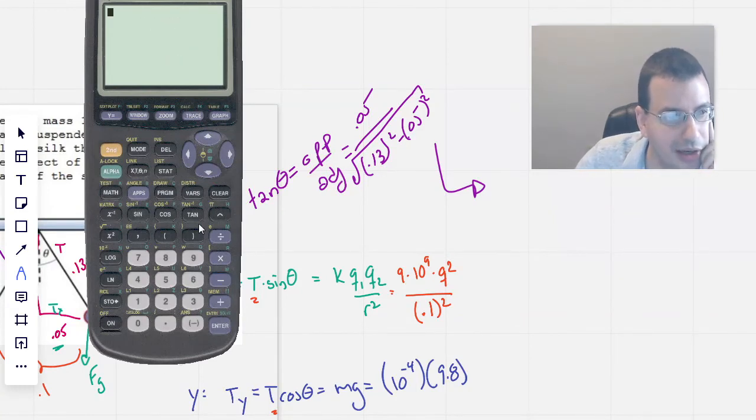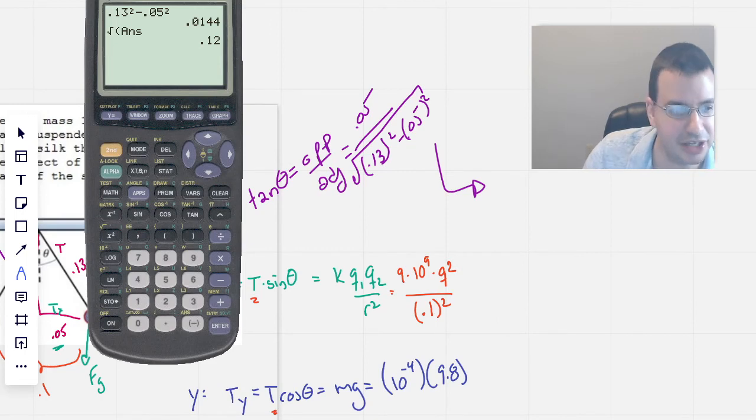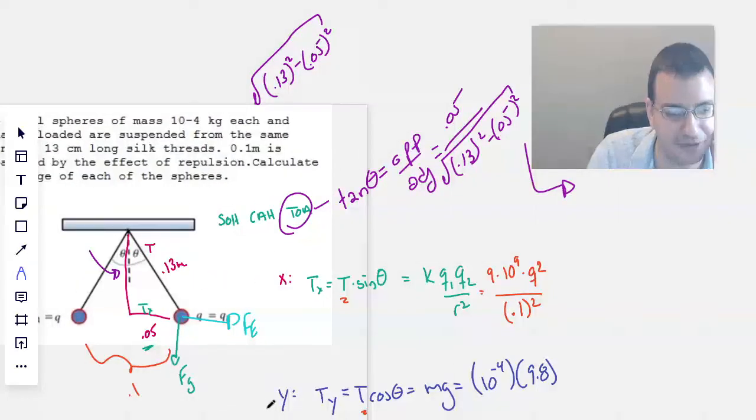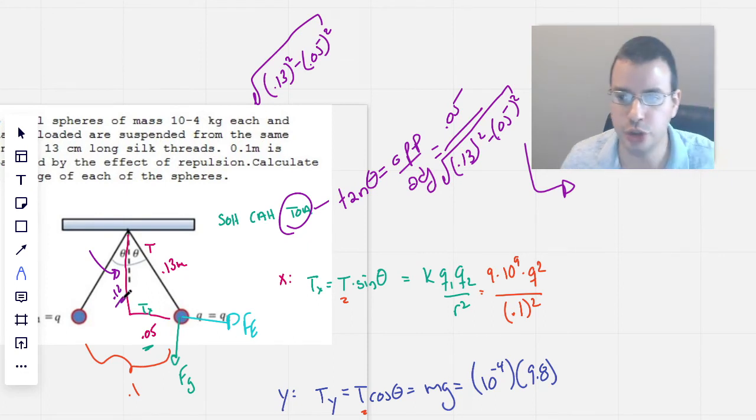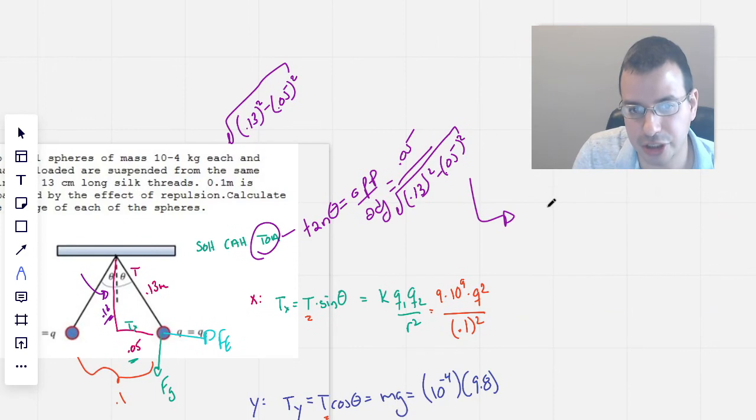So, clear. 0.13 squared minus 0.05 squared, square root. It's so convenient. Because it's a 5, 12, 13 triangle, it's just going to be 0.12 meters. So very convenient. So this is going to be 0.05 over 0.12.